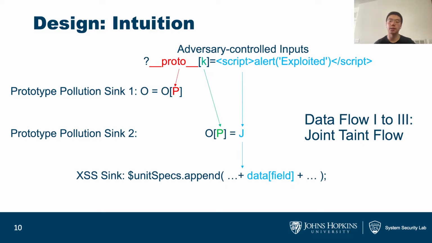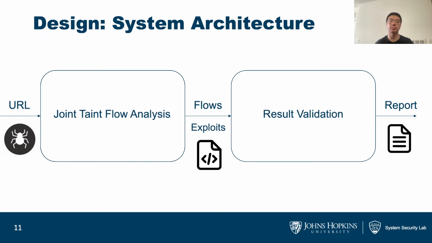The term joint taint flow consists of all of those three data flows, and Proto will perform dynamic taint analysis on top of joint taint flows. Next, we talk about our system architecture. It involves two main modules. First is called joint taint flow analysis. Second one is result validation.